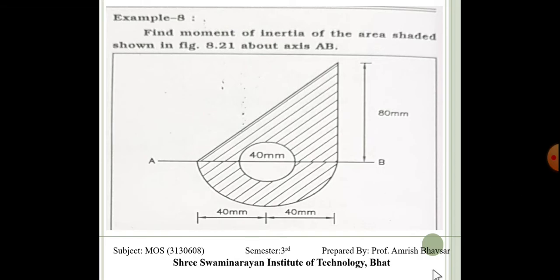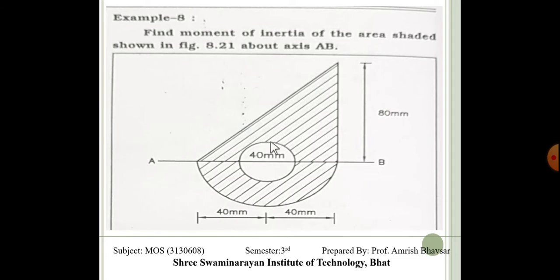So whenever we have to find out Ixx and Iyy, at that time we must find out the axis of CG. But here they have already given that you have to find out the moment of inertia from the AB axis. Then the axis we already have. So no need to find out the CG. But we have to find out the moment of inertia from this axis.